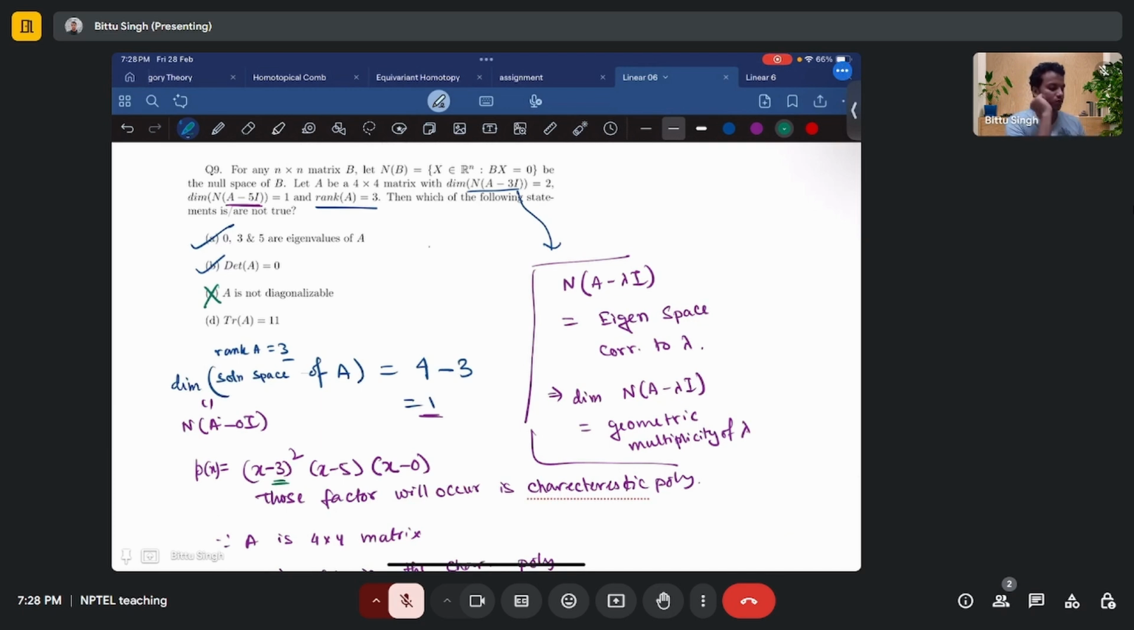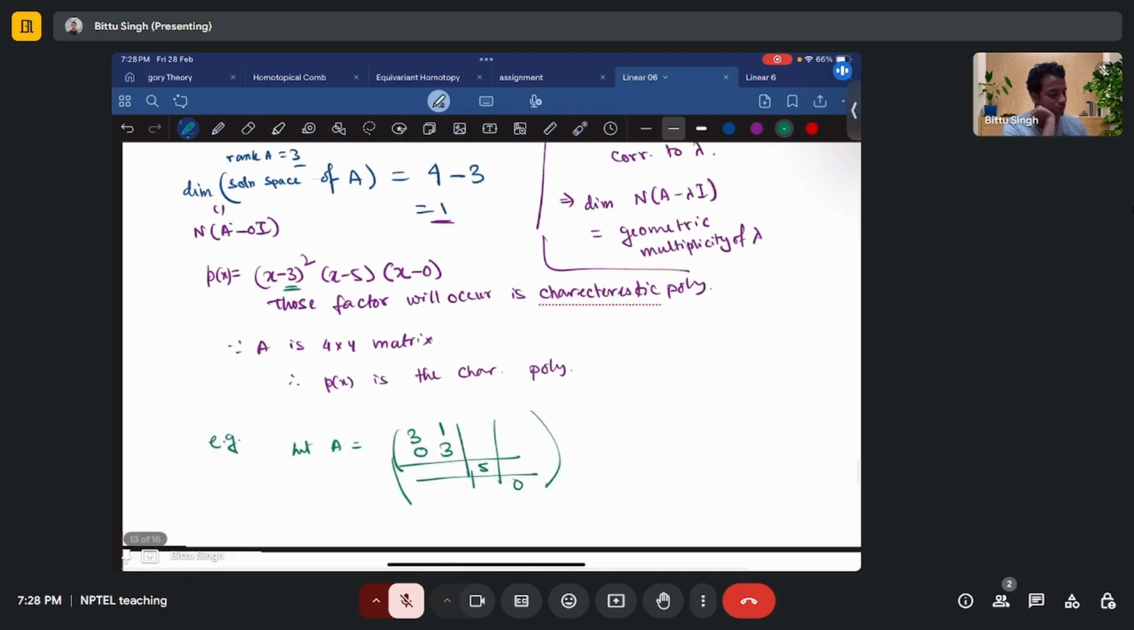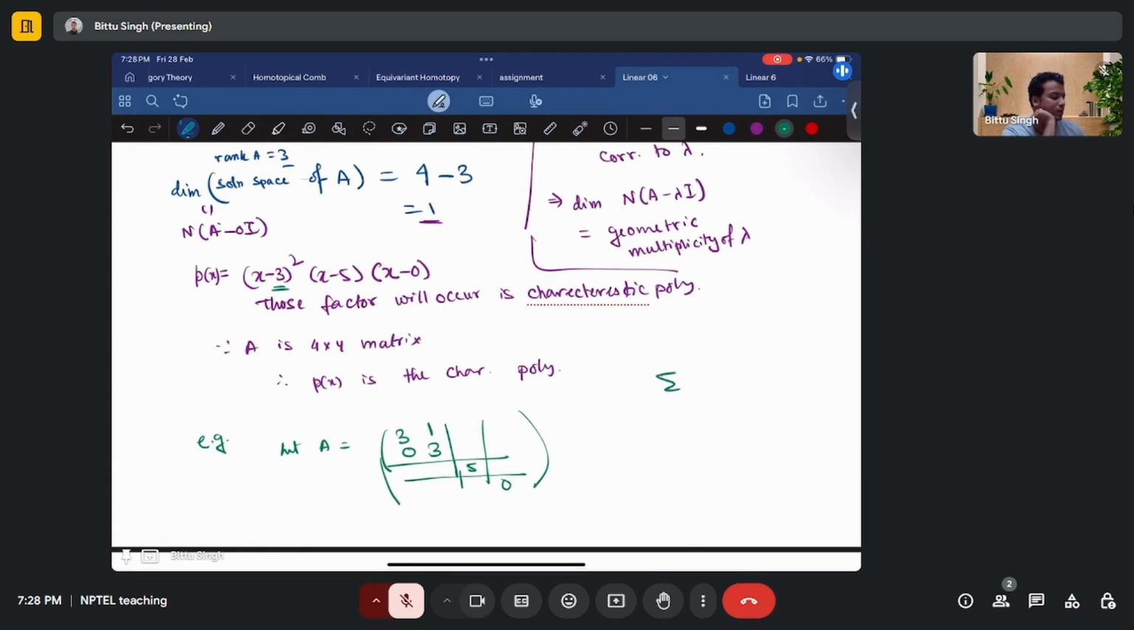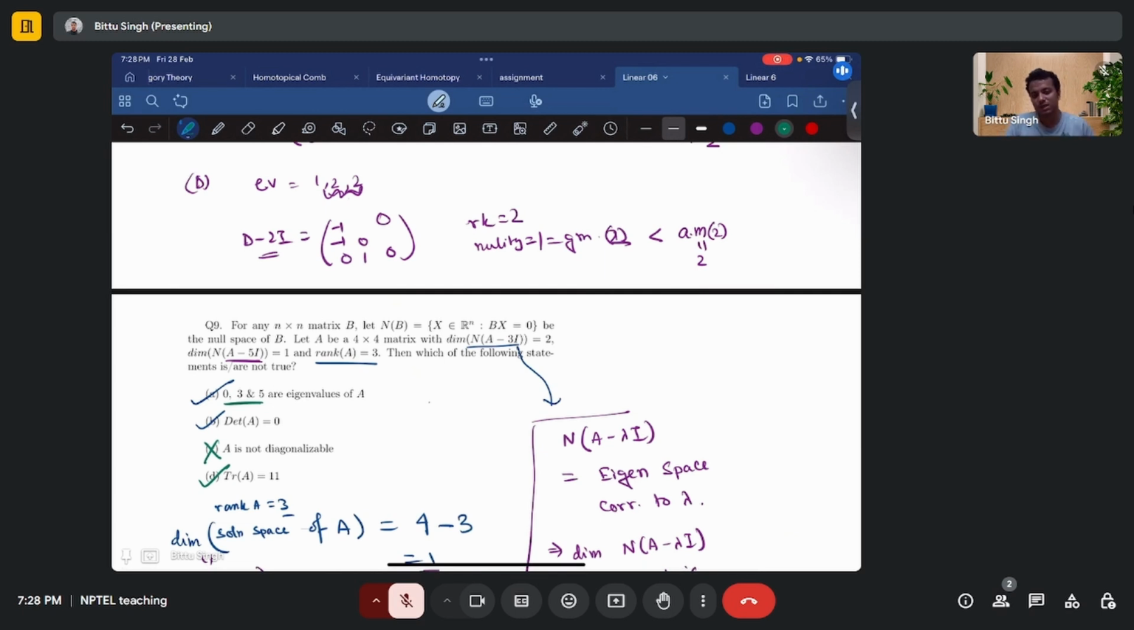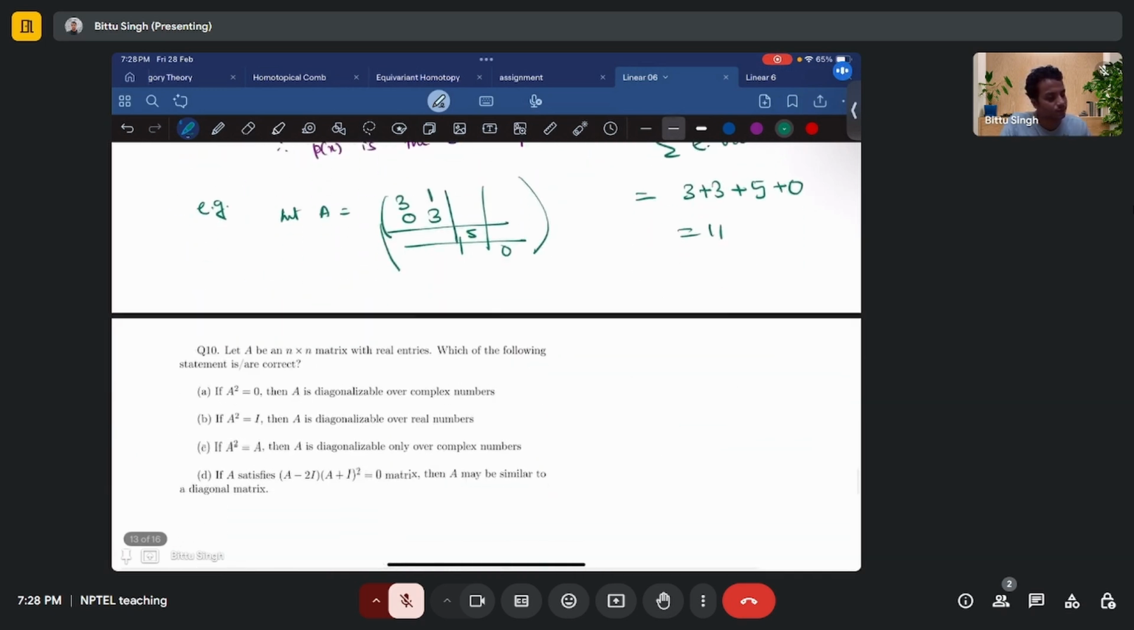Trace of A is 11. So what is the sum of eigenvalues? Note that the algebraic multiplicity of 3 is 2, so we need to add 3 two times, otherwise it is not the sum. Plus 5 plus 0. So this is 11. So that is also correct, because trace is the same as the sum of eigenvalues. So those are the correct answers.